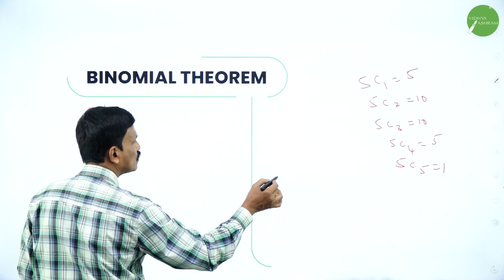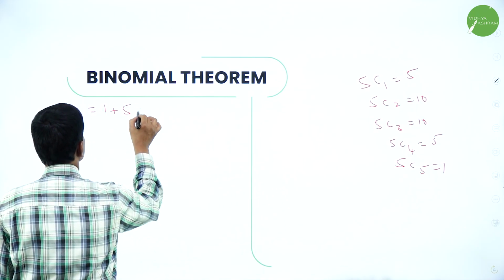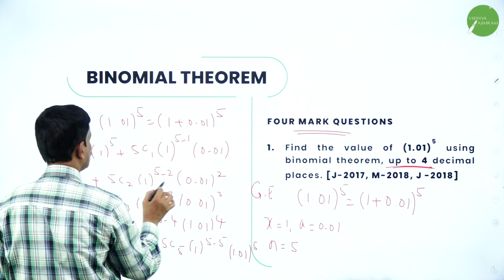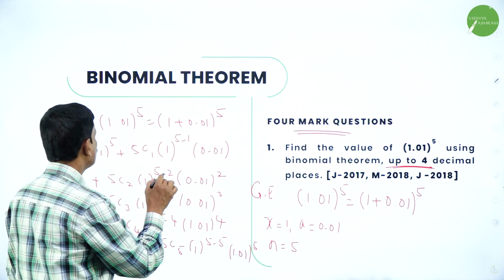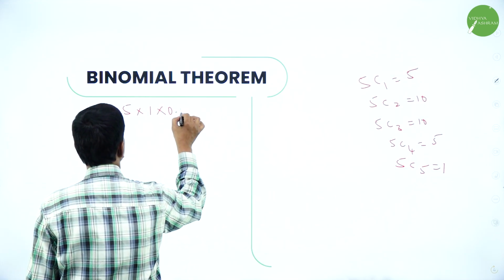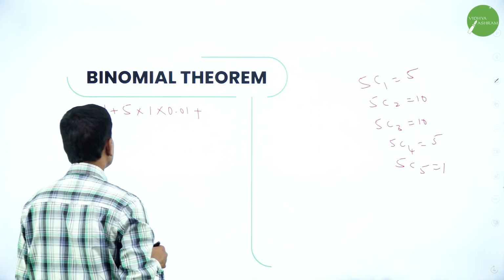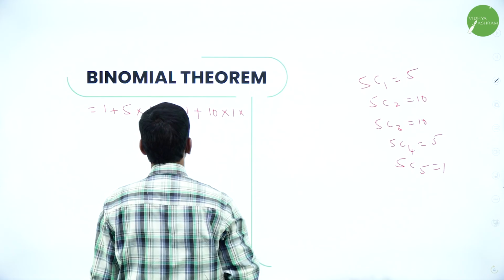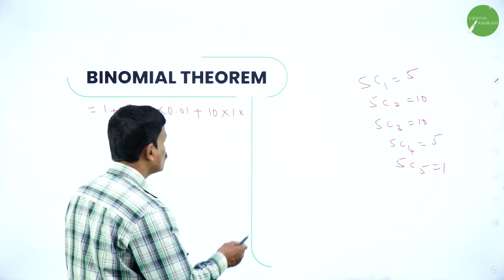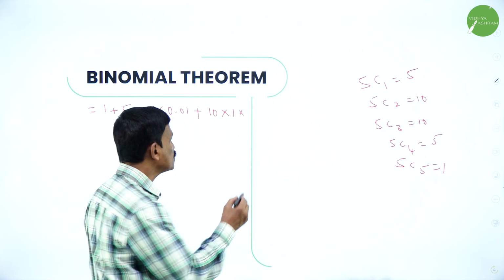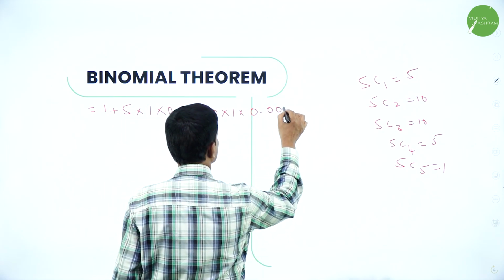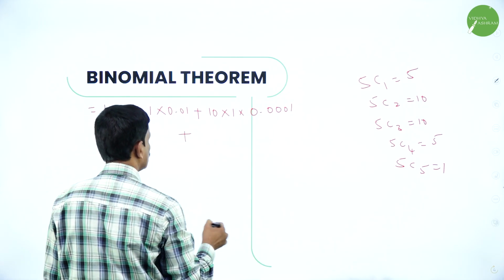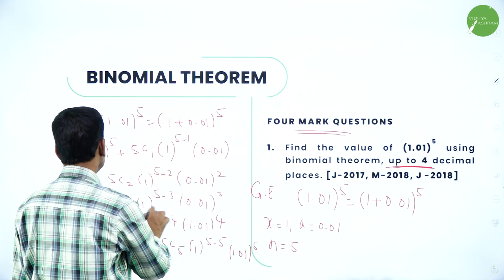What is 5c1? 5c1 is equal to 5 into 1 to the power of 4 is 1 into 0.01 whole square, that is 0.01, plus after 5c1 it is 5c2. 5c2 is 10 into 1 cube is 1 into 0.02 whole square. So 0.01 into 0.01 is 0.0001, 3 zeros and 1, plus the next term. That is 5c3.